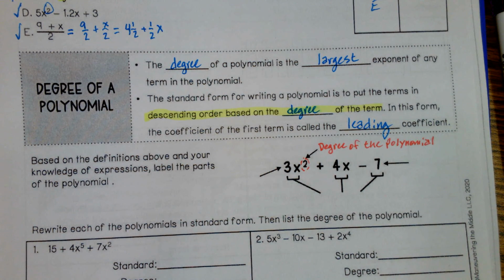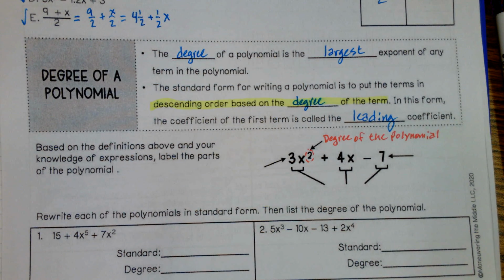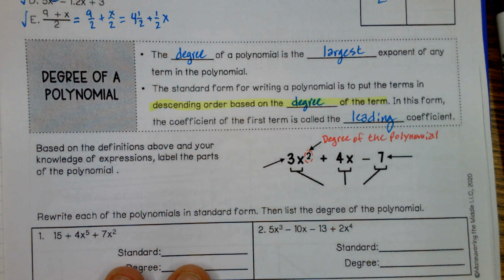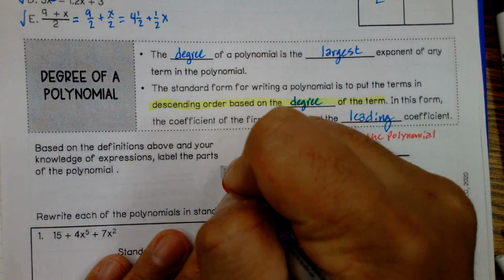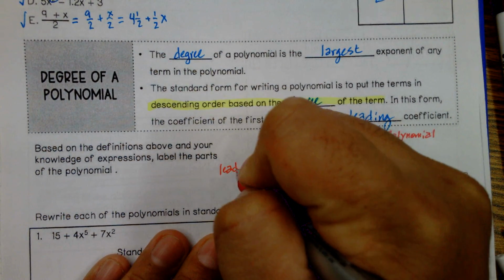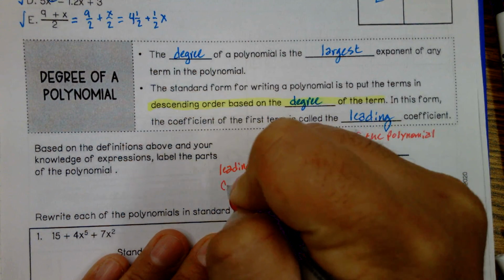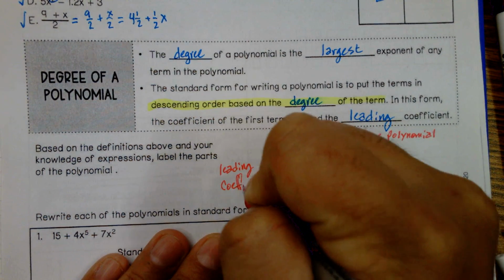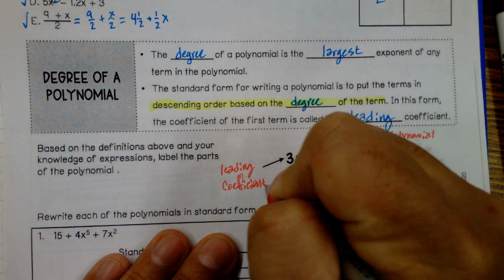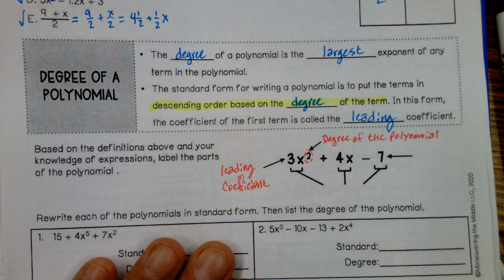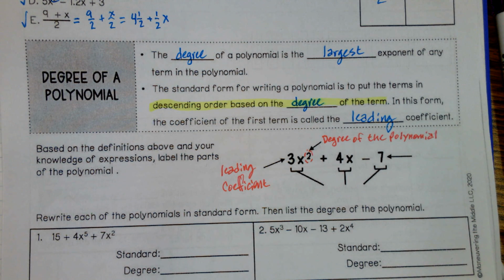So this is a second degree polynomial. Later on, we're going to call these quadratic. Okay? Now, the coefficient in front of that one is 3. This is the leading coefficient. The coefficient in front of the first term, because you have it in standard form, is the leading coefficient. Okay.